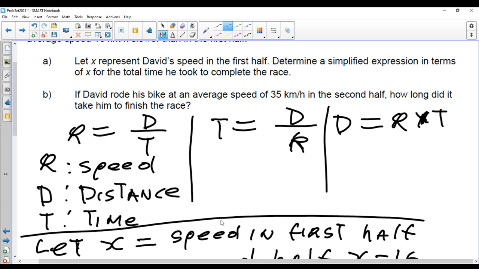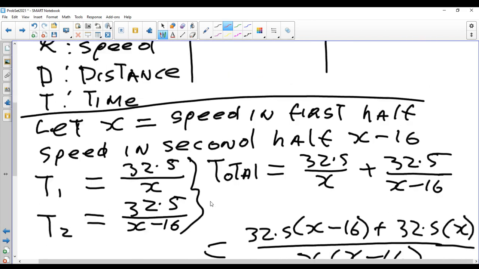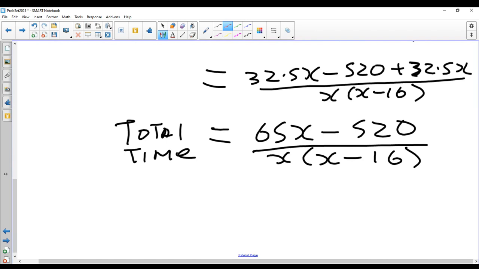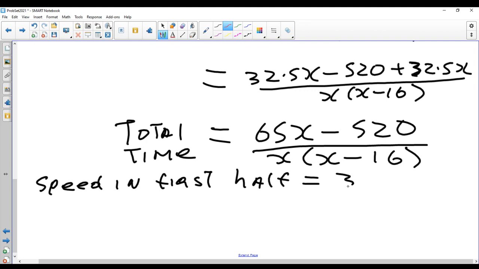So let's put that down. We know that the speed in the second half was 35. So that means we now know the speed in the first half would be equal to 35 plus 16. So we know his first half speed was 51 kilometers per hour. Can we agree on that, first of all? Yeah?